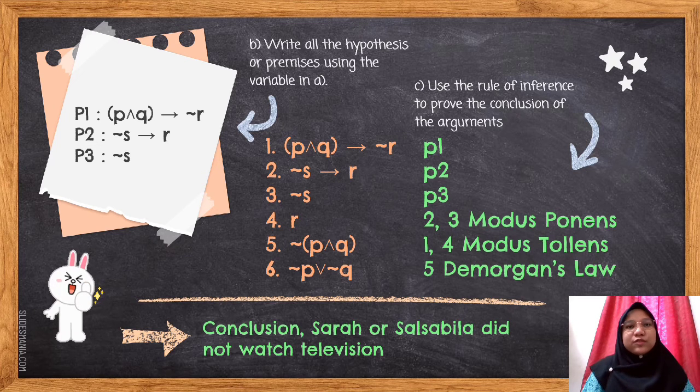And we continue. Number 4, R: we get it from 2 and 3 using modus ponens. And then 5, not (P and Q), by using 1 and 4 with modus tollens. And lastly 6, not P or not Q, we get using number 5, De Morgan's law. So the conclusion is, Sarah or Salsabila did not watch television.